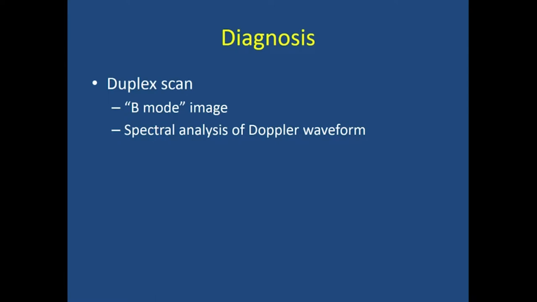Duplex scan is typically ordered, though it usually is not needed for the diagnosis. Duplex scan is a combination of B-mode imaging and then a spectral analysis of the Doppler waveform, which I can show you what that means.